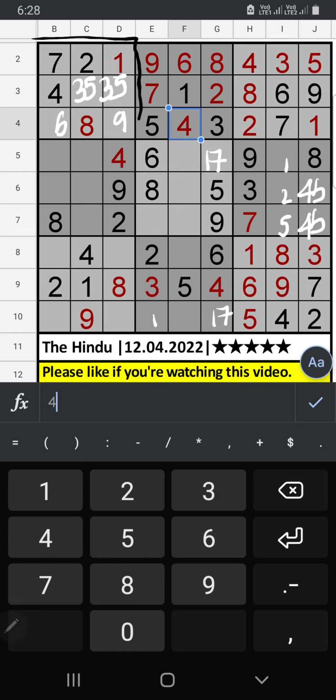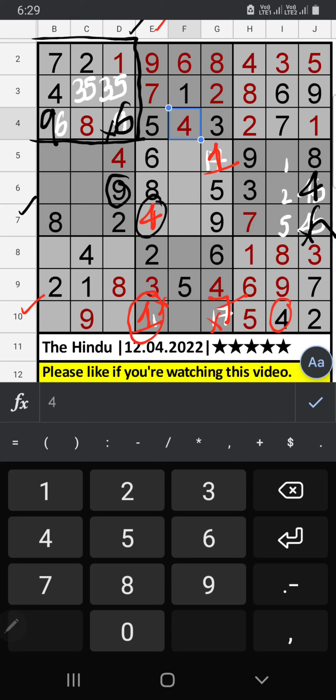First grid, 2 numbers are remaining, 6 and 9. Column D we have 9, so 9 can't come in the cell, 9 is confirmed here. Then 6 is here. Column E, 2 numbers are remaining, 1 and 4. 10th row we have 4, so 4 can't come in the cell, 4 is confirmed here. Then 1 is here. Since 1 is here, 1 can't come in the cell, 1 is confirmed here. Then 7 is here. 7th row we have 4, so 4 can't come in the cell, 4 is confirmed here. Then 6 is here.